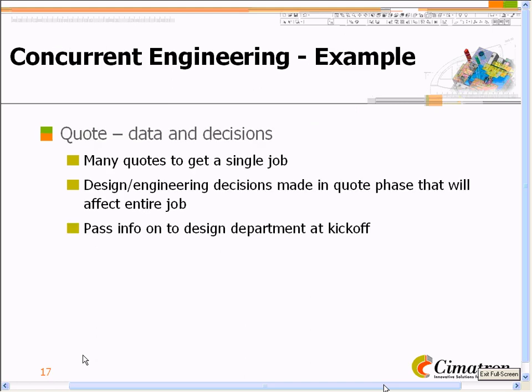So with a new mindset comes training. It's time to train people on the new process and develop new patterns of thinking and also new skills required in order to use concurrent engineering.